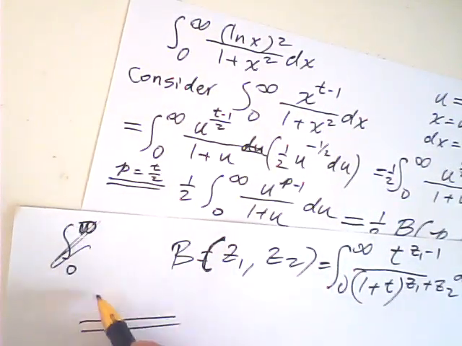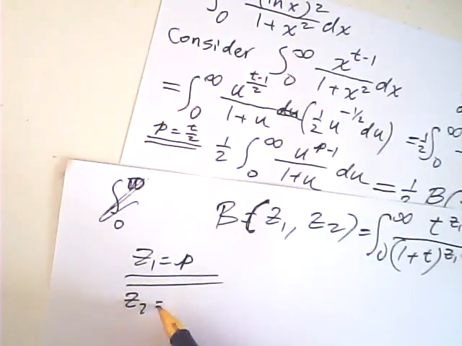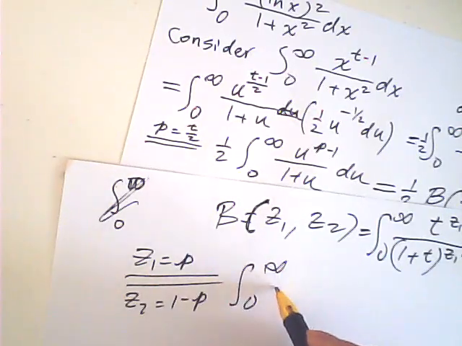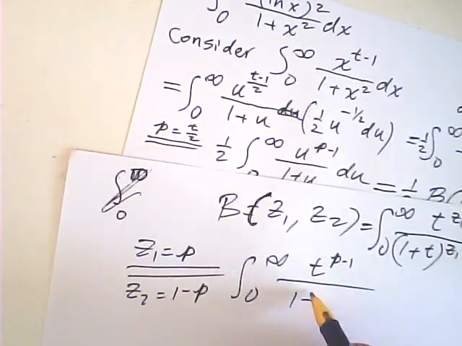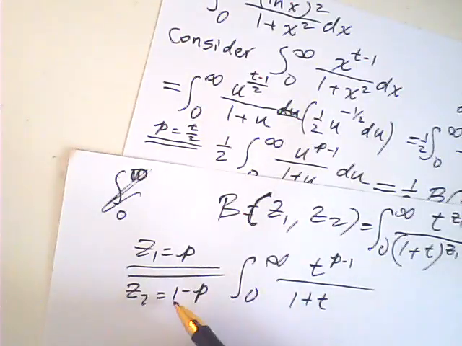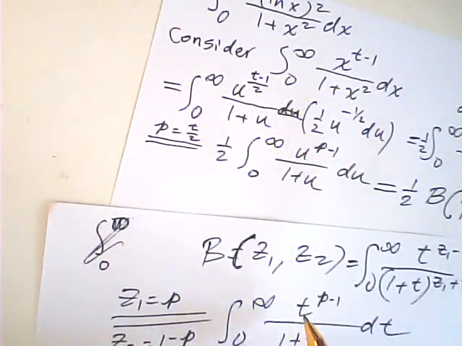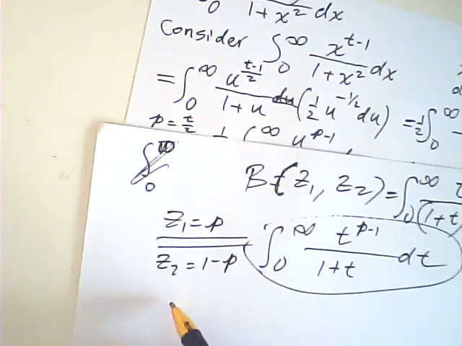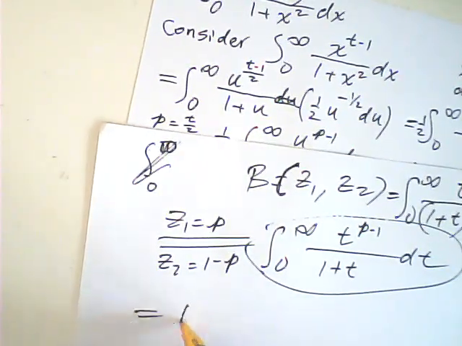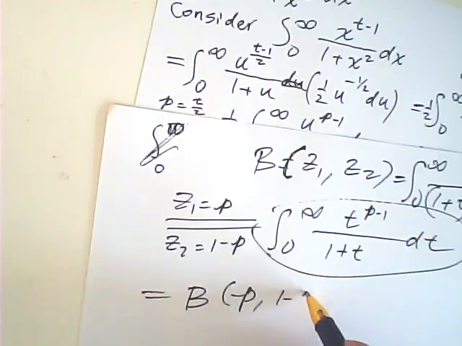Well, if z1 is equal to p and z2 is equal to 1 minus p, then this integral becomes t to the p minus 1 over 1 plus t, since z1 plus z2 is equal to 1, and then dt. Yeah, this is what we want. And we also know that this is equal to beta of p and 1 minus p.